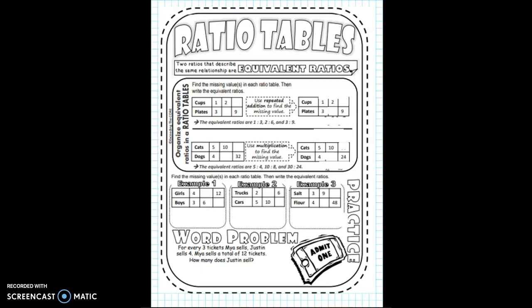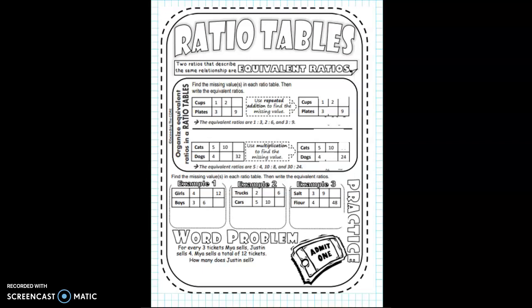In this lesson, we are looking at ratio tables. Remember, two ratios that describe the same relationship are equivalent ratios. You can organize equivalent ratios into tables. For the first example, we are going to use addition to find the missing numbers.